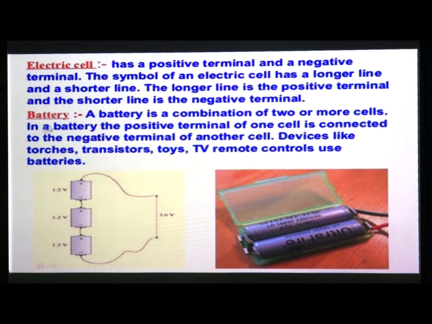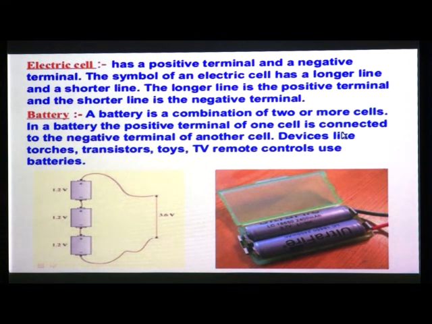So what is meant by a battery? A battery is a combination of two or more cells. In a battery, the positive terminal of one cell is connected to the negative terminal of another cell. It means there may be two cells, so a minimum of two cells will be there, or more than two cells are also possible. It means the battery is there.